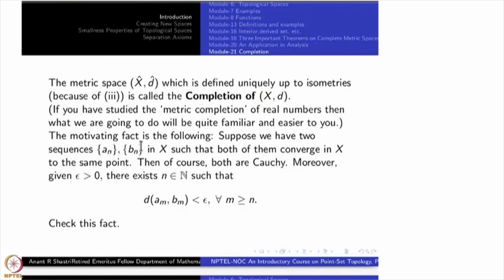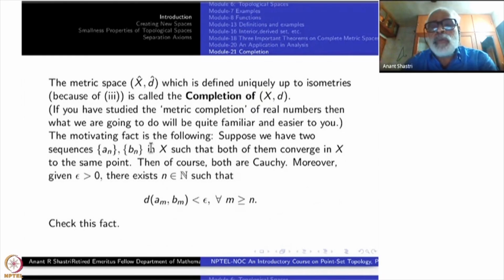So the motivating fact is the following. Suppose we have two sequences a_n and b_n in X such that both of them converge to the same point x. Then of course, the first thing is both are Cauchy sequences. Moreover, both the sequences are coming nearer to that point after a certain stage. That is the meaning of that, right? So in particular, they will be nearer to each other.